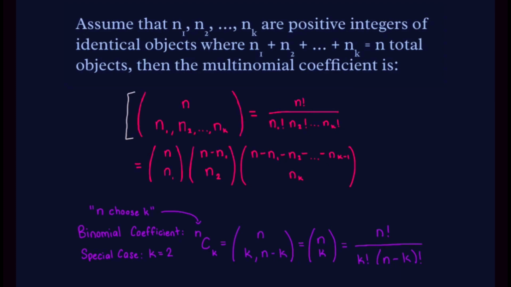You may also think of this as the product of multiple binomial coefficients, which is a special case where k equals 2. So you may write it as n choose k, which is the same as n factorial divided by the product of k factorial times n minus k factorial.